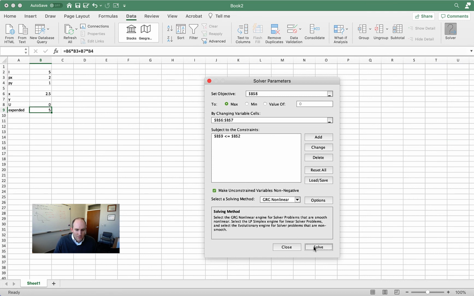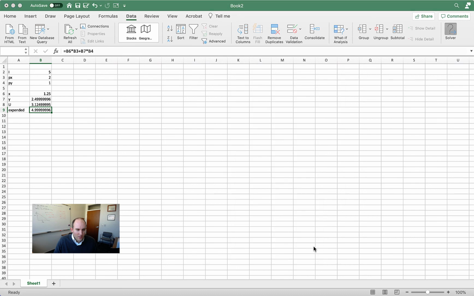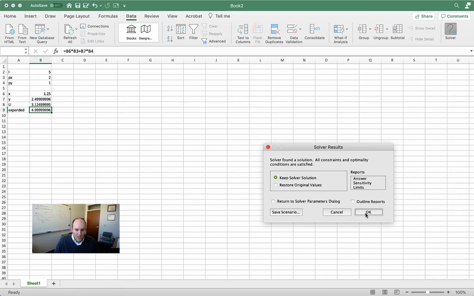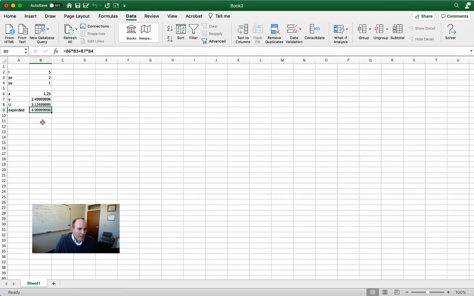So now we'll solve this, and it's going to run, and it's going to find this value. We'll push OK. And so, if we buy 1.25 units of X and 2.499999 units of Y, then we will have a maximum utility of 3.12.